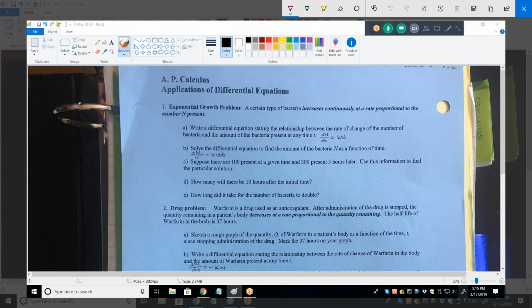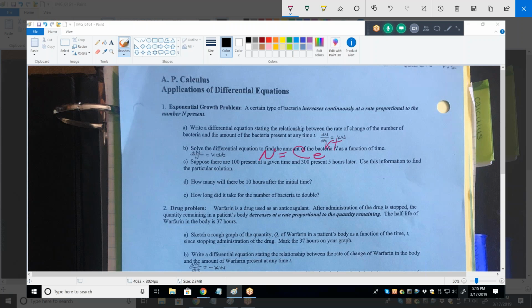Okay. So the answer to B is N equals C e to the kt. After we solve that differential equation, that's what we get. Okay, now they're saying that suppose there are 100 present at a given time and 300 present 5 hours later, use this information to find a particular solution. Well, a particular solution, we have a number for C and we have a number for k. Instead of knowing C and k are constants, the particular solution will have solved for them.